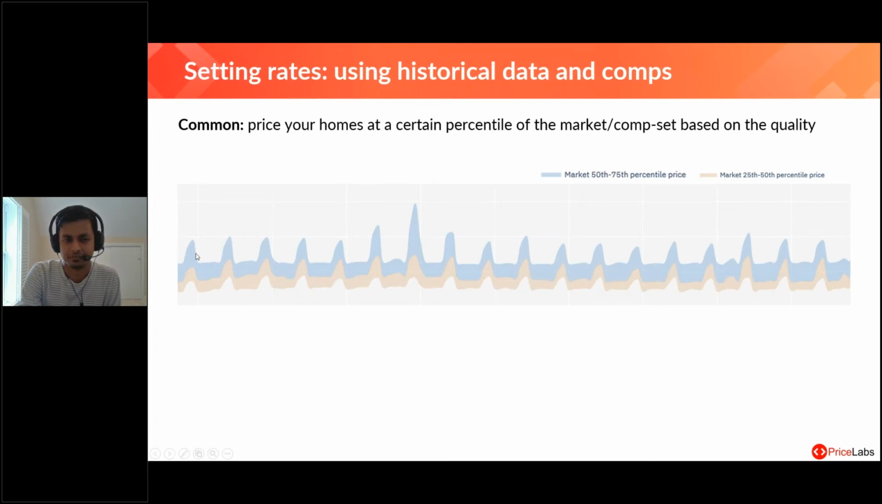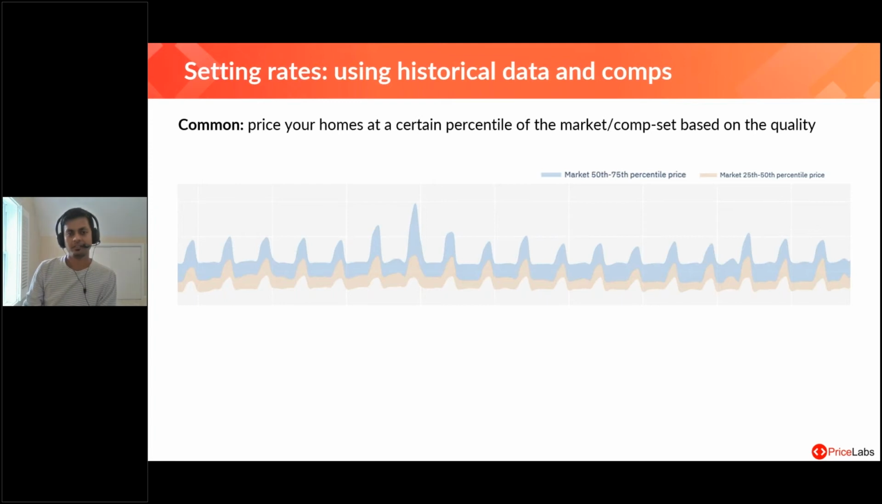And of course, this looks like a very weekend heavy market, where the blue area is the higher end of the market in some ways, the prices of the higher end of the market. And then the yellow area is the lower end of the market. Where those two meet is the middle of the market.